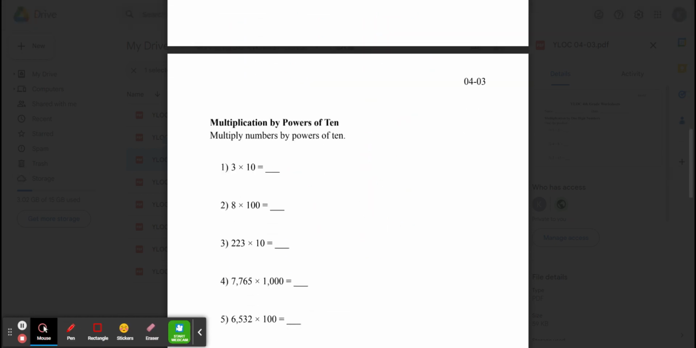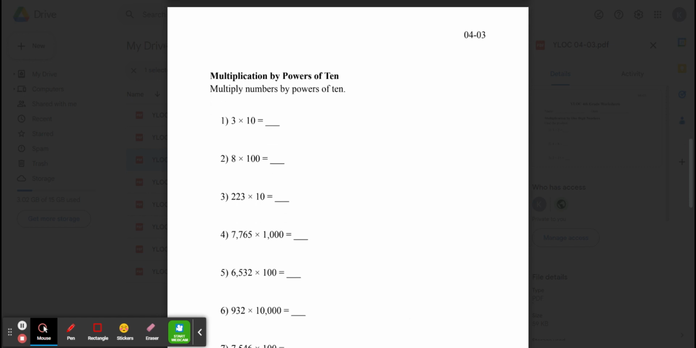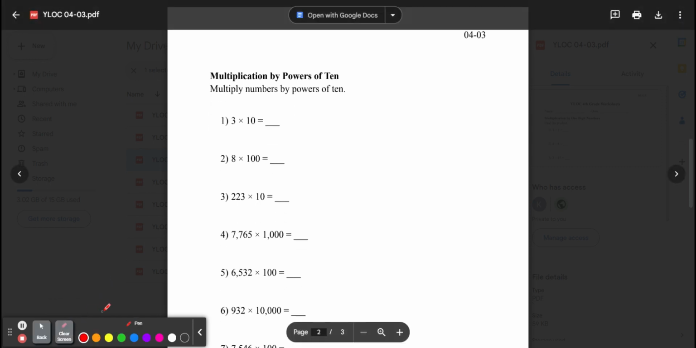Now moving on. Multiplication by powers of 10. So in this one, we will be working with bigger numbers, but because they're powers of 10, it's very simple to do this math. When you multiply something by 10, you just add a 0 to the end. So you get 30. When you multiply something by 100, you add 2 zeros to the end because the 100 has 2 zeros. So we add 2 zeros to 8 to get 800.